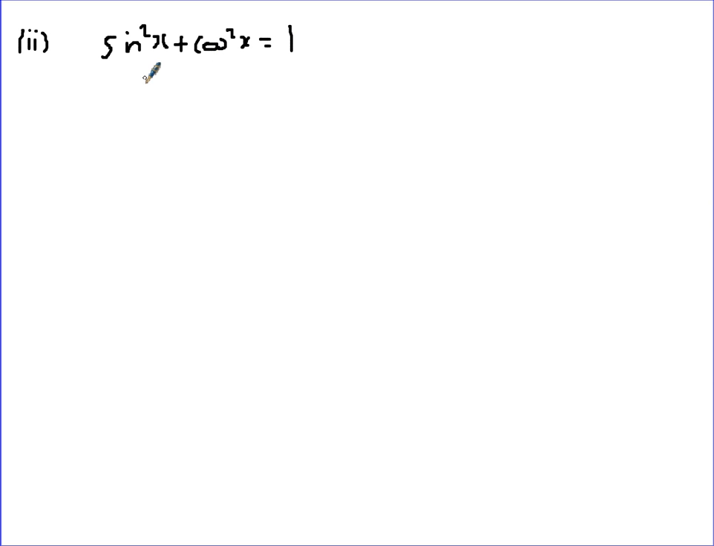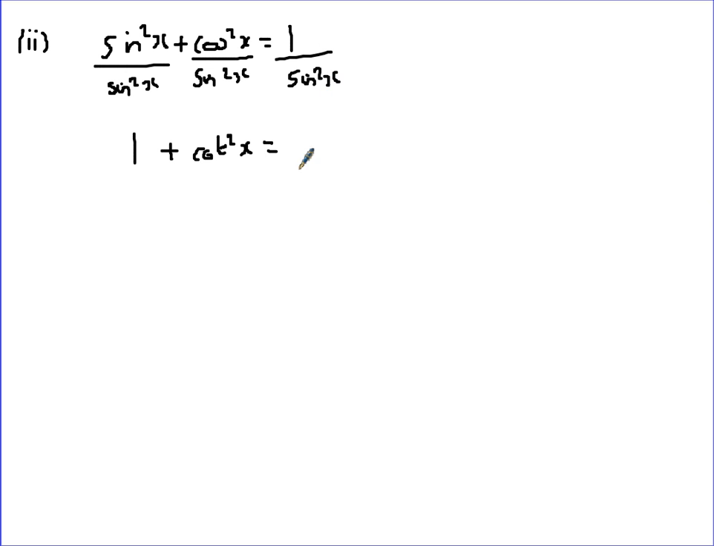So cot is tan, but it's the opposite way around. So tan is sine over cos, so cot will be cos over sine. So if we divide everything through by sine squared x here, that will then give us the identity that we need, because this becomes 1, this becomes cot squared x, and then this becomes cosec squared x. So we can then say that cot squared x is equal to cosec squared x minus 1.